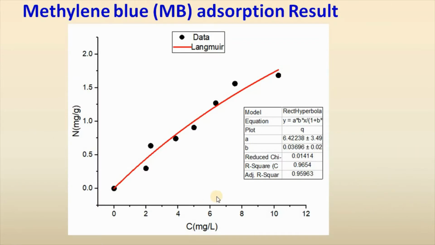Then, here are the results for methylene blue adsorption onto manganite surface, and I have fitted a rectangular hyperbola function using Origin to evaluate monolayer capacity, and from this we see that monolayer capacity is 6.422. It is mentionable that I have shown in my previous video how to fit Langmuir and Freundlich equations using Origin Pro.